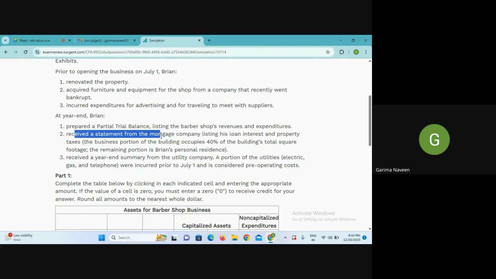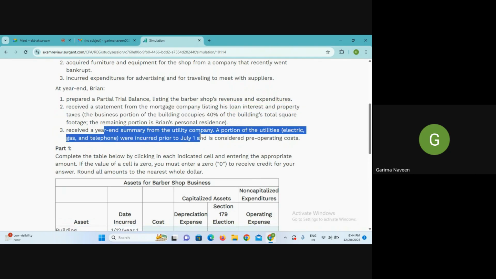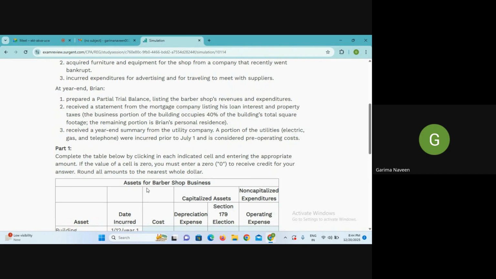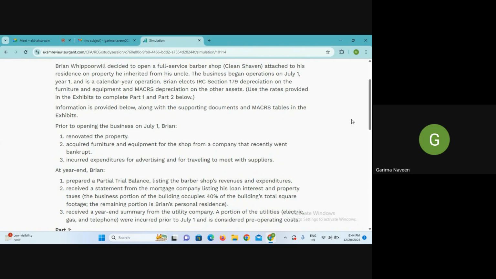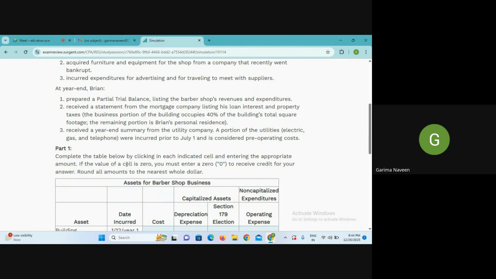Received a statement from the mortgage company listing his loan interest and property taxes. Received a year-end summary from the utility company. Okay, so do you want to read it again? Otherwise, we can read the next part.